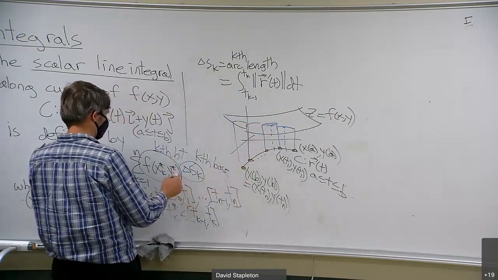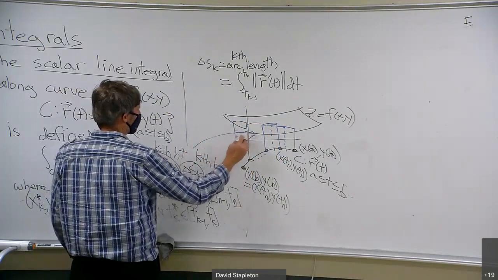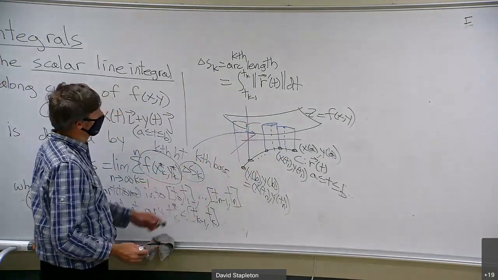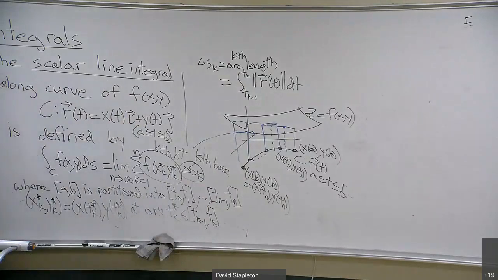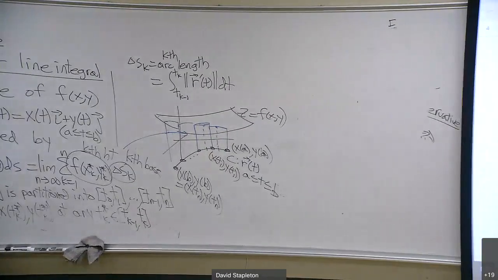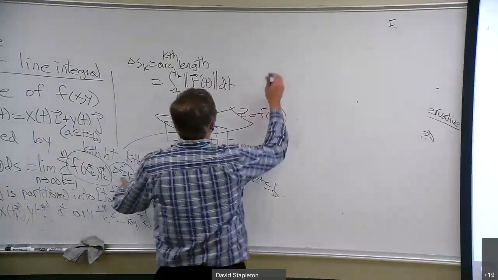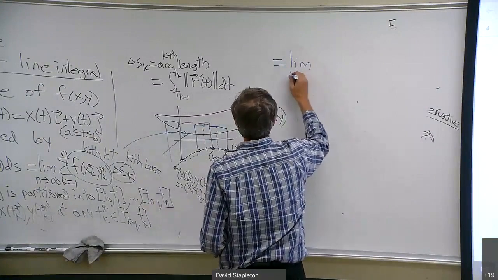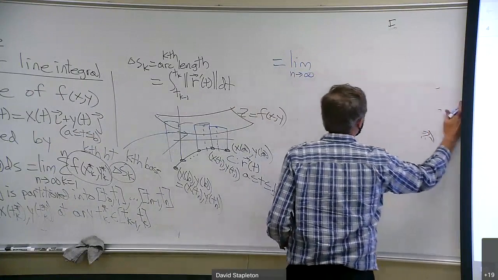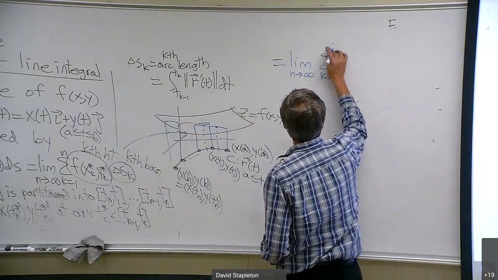Some of these areas correspond to these. You take the base times height. And then I said, this is equal to the limit as n goes to infinity of the sum k equals 1 to n.